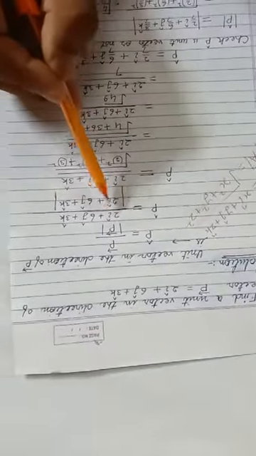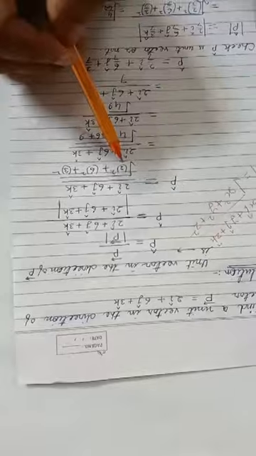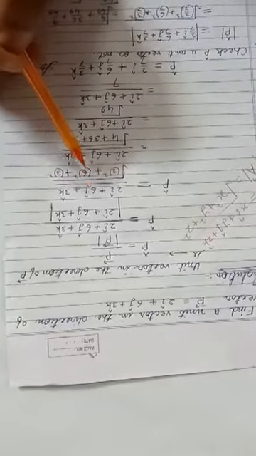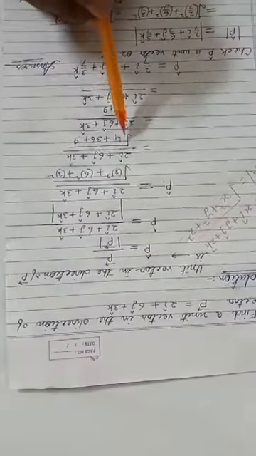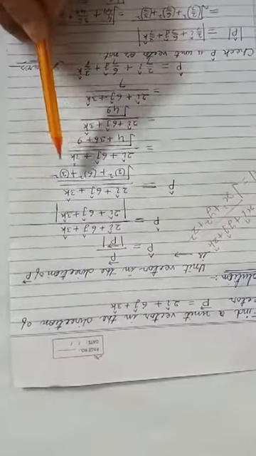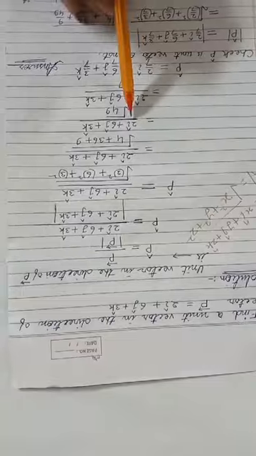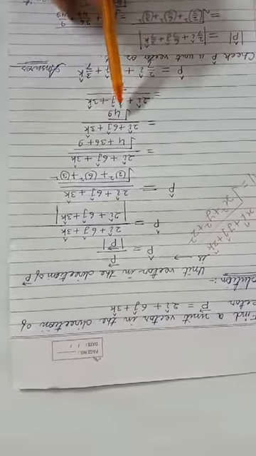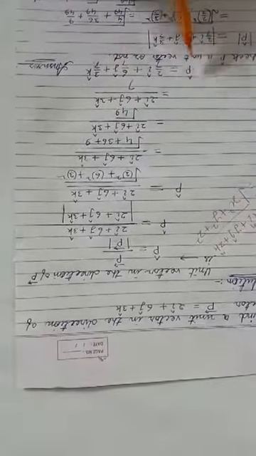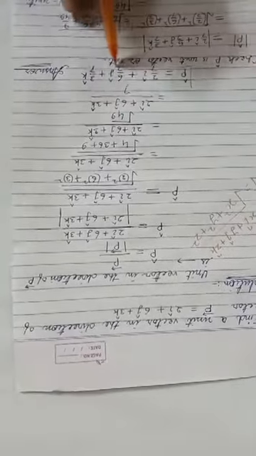Here the coefficient of i is 2, so we take 2 square. The coefficient of j is 6, so 6 square. The coefficient of k is 3, so 3 square. So 4 plus 36 plus 9, and in this way we get 2i cap plus 6j cap plus 3k cap by root 49. Root 49 comes 7. So we have got the unit vector in the direction of the given vector.